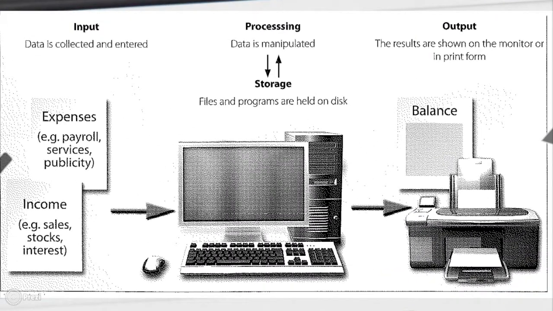This is a very simple diagram of what I just told you, which is input: data is collected and entered in the computer. Then in the computer you can process it, which means you can manipulate the data, or maybe you just want to save it in the storage. And the outputs are the results we can see physically, like on the computer screen or in print form.